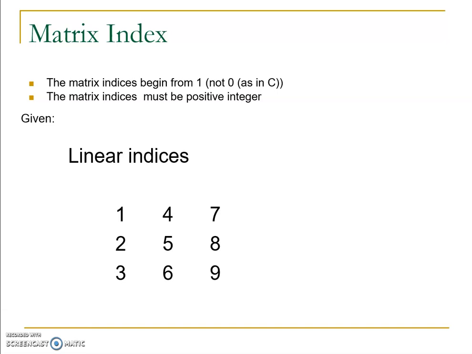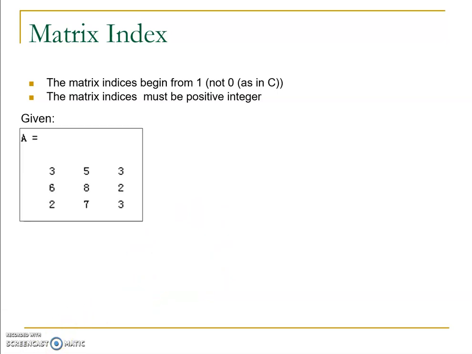Let us understand the indices of a matrix in MATLAB, where it starts from 1 and not 0 like in C. So here the indices start from 1, 2, 3, 4, 5, 6, 7, 8 and 9 for a 3 by 3 matrix. Let us understand it with a small example.